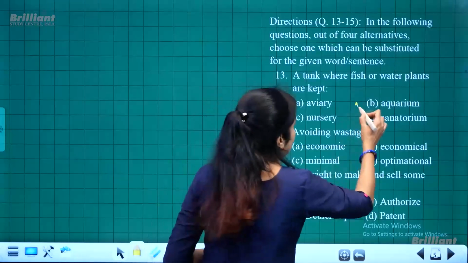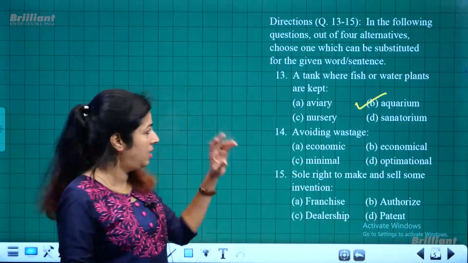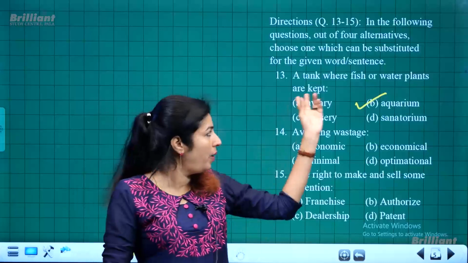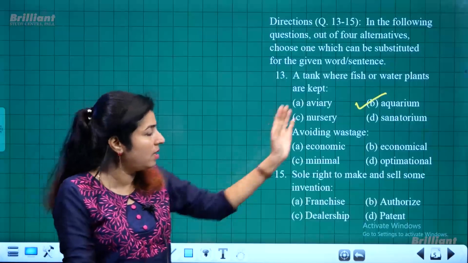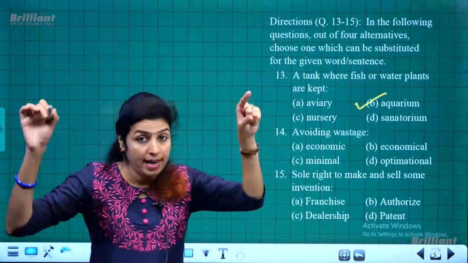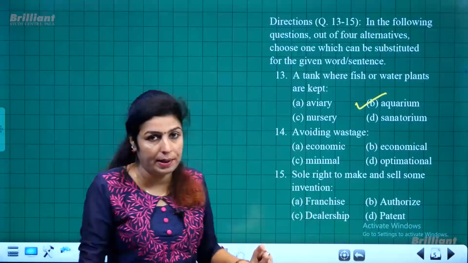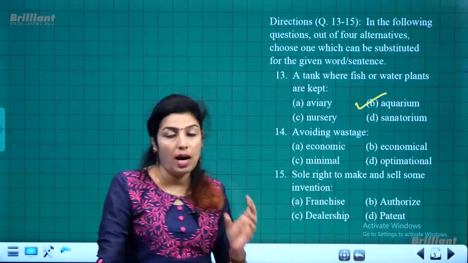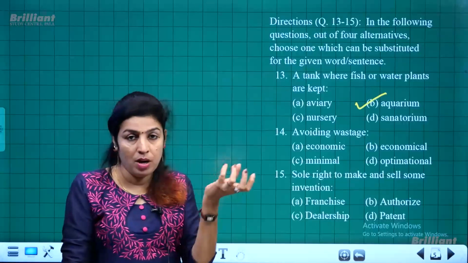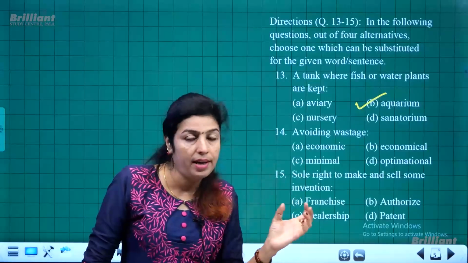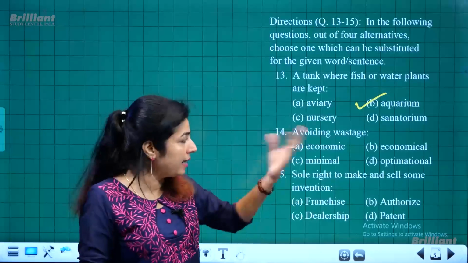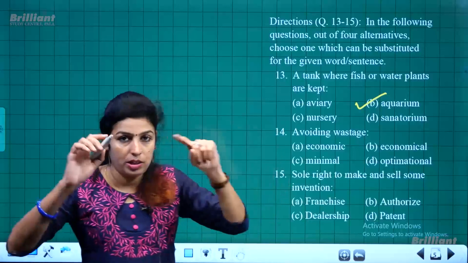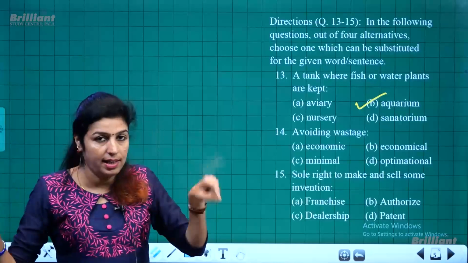So aquarium is the correct option. A tank where fish or water plants are kept. It's aquarium. Remember, a tank-like structure is called aquarium. Sometimes you have fish in a fish bowl, a small globe-like bowl in which you keep the fish, but that is not an aquarium. Aquarium is actually a tank. It should have a tank-like structure.